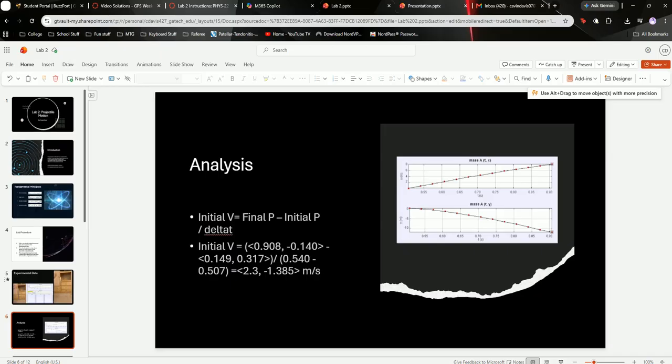The analysis of this data is shown here in these graphs as the position-time graph of x as well as the position-time graph of y. The x is upwards and constant while the y value is downwards and increasing. And then to find the initial velocity, you take the final position, in my case the second position, minus the initial position, or the first position, divided by the change in time to get the initial velocity as a vector, which is <2.3, -1.385> meters per second.